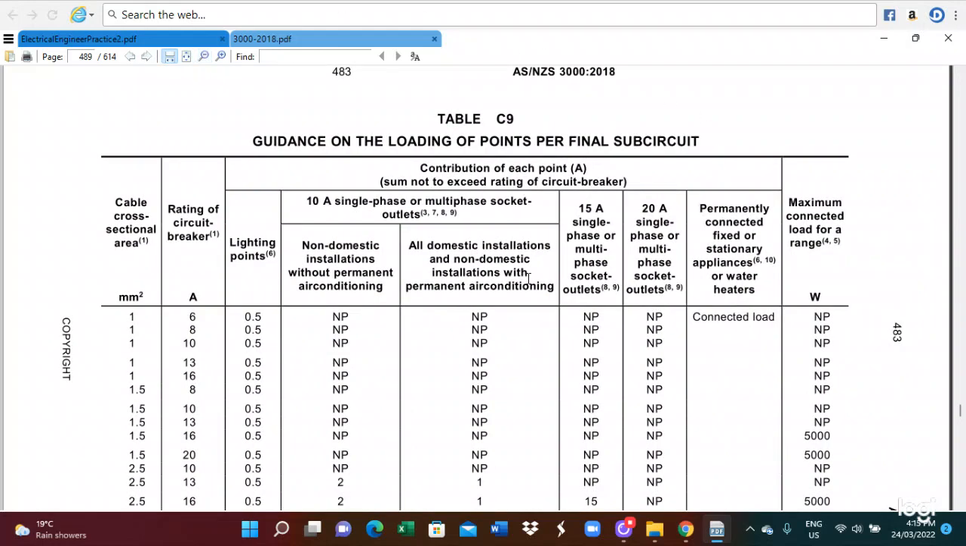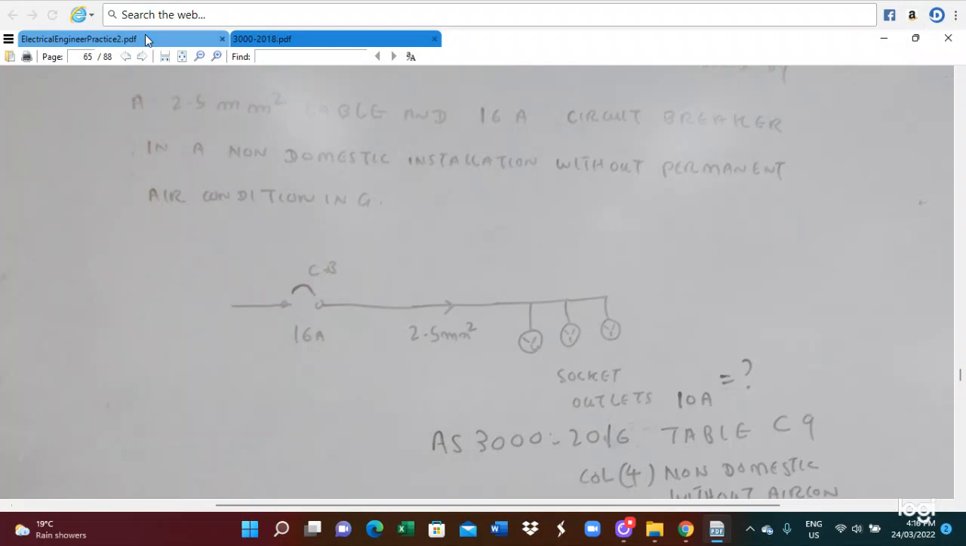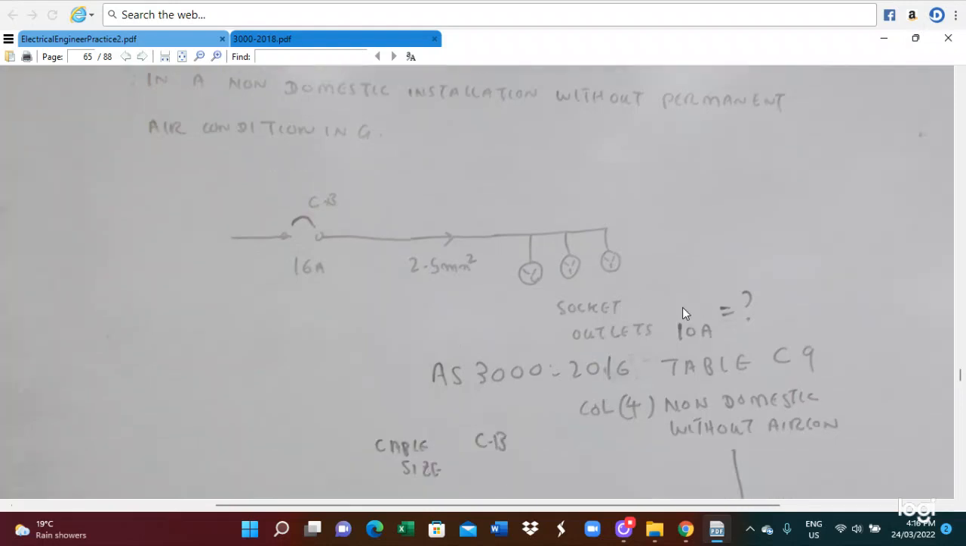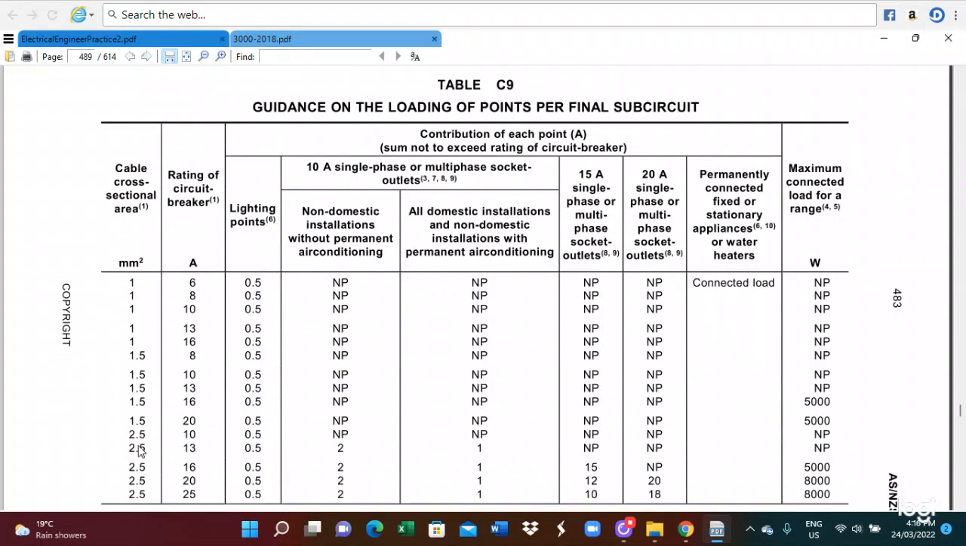So in this case, the size here is the circuit breaker rating and the cable size. So the two are given. So we refer to this table C9. In the problem, we use a 60 ampere and 2.5 millimeter square. So in this case, non-domestic installation, 2.5 millimeter square and a 16 ampere.